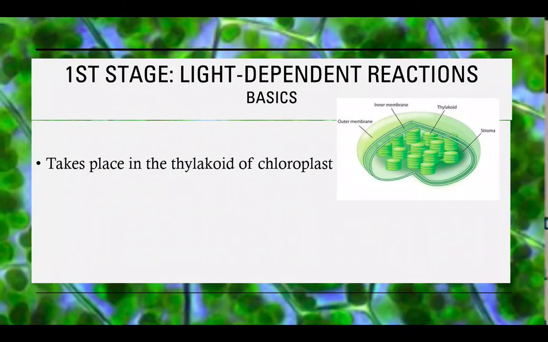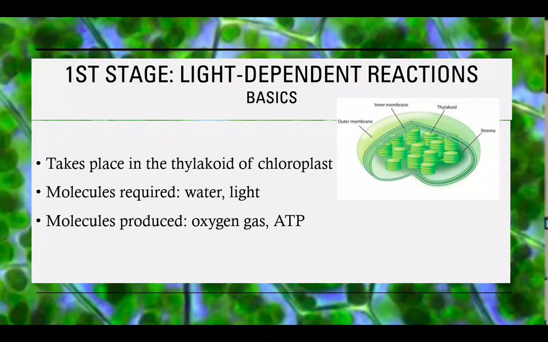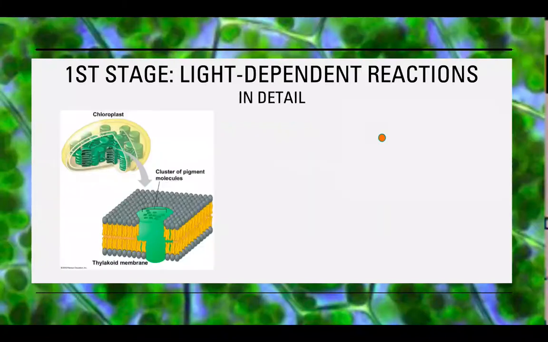So photosynthesis as a whole takes place in the chloroplast, but the first stage is even smaller, inside this little thylakoid. So the molecules that are required for this first stage are water, obviously, and light, right? Because it's light dependent. And the molecules that are produced are oxygen gas and ATP. ATP, if you don't know what that is yet, don't worry about it. We're going to talk about it later in this video, but it is extremely essential and we haven't really touched on it yet. So we'll talk about it later.